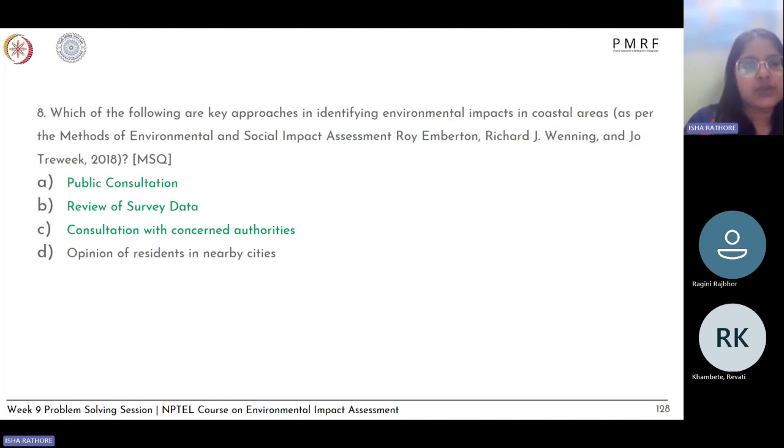So public consultation is used, the review of survey data is used, and the consultation with concerned authority are key approaches which are considered for identifying the environmental impacts in coastal areas. Whereas the opinions of residents in nearby cities are not considered because they don't have a direct association with the coastal area. They are not the stakeholders or beneficiaries of the coastal habitat. So A, B, and C are the correct answer.